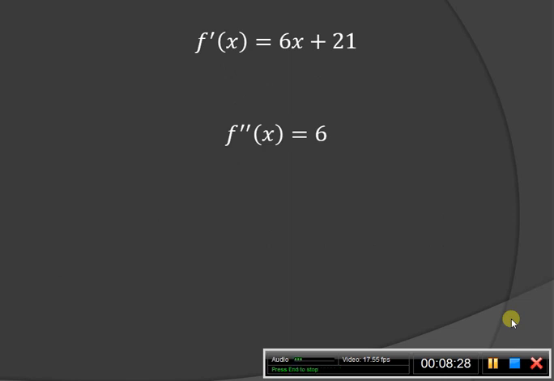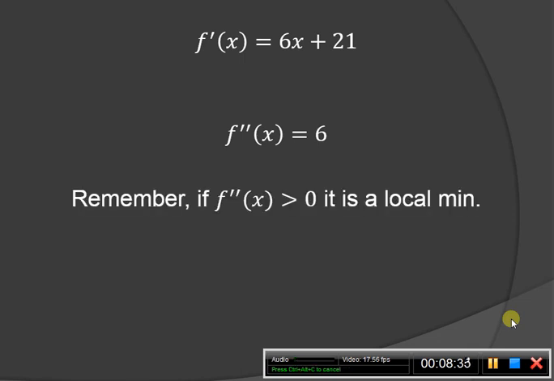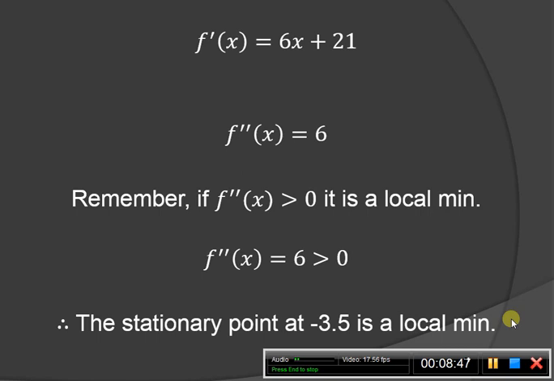Our first derivative, f'(x), is equal to 6x plus 21. Our second derivative, f''(x), is equal to 6. Remember, if the second derivative is greater than 0, it is at a local minimum. f''(x) is equal to 6. Therefore, it's greater than 0. The stationary point then, at minus 3.5, is at a local minimum.